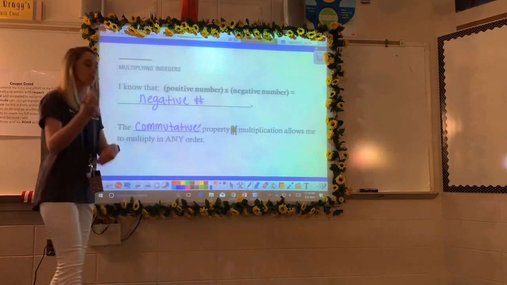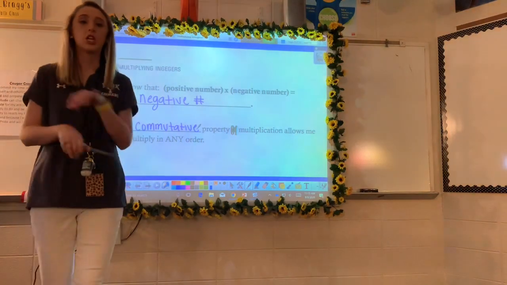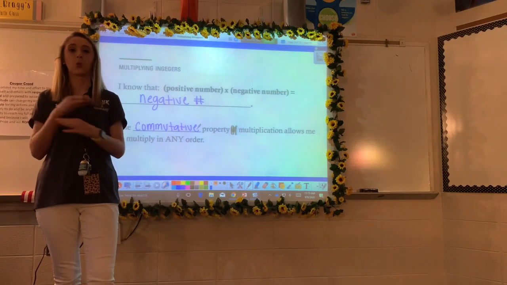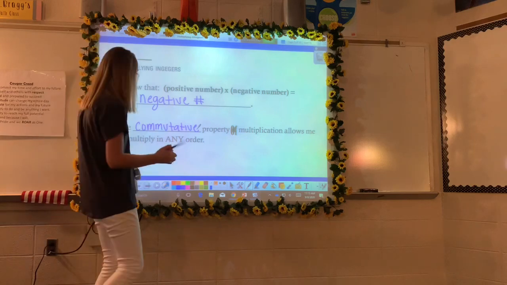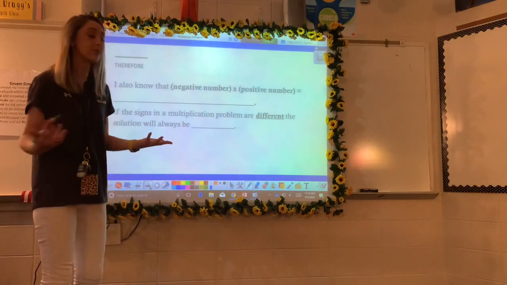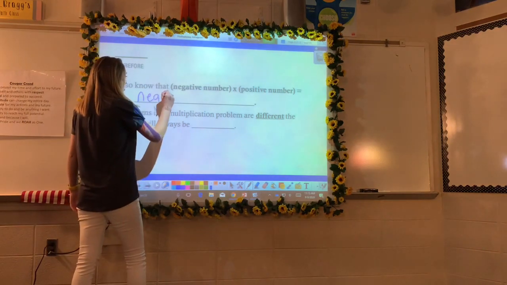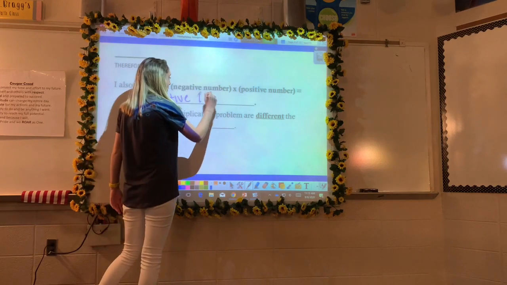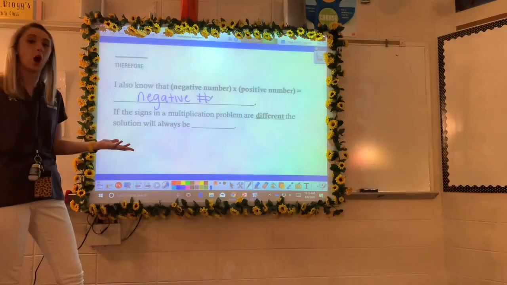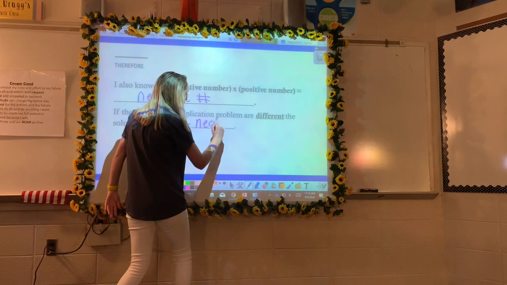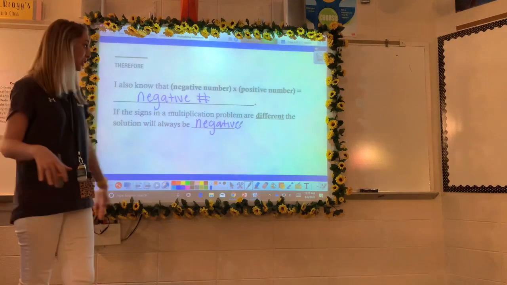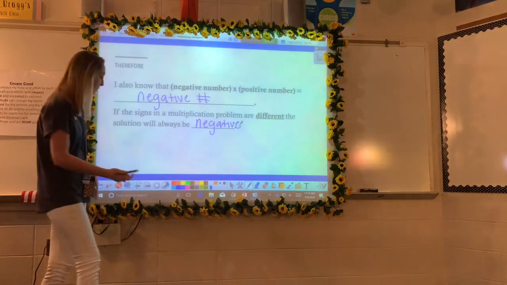Hopefully, hearing that, it kind of brings it back. Remember, there was a commutative property of multiplication, so you can multiply in any order. And there's also a commutative property of addition. So with addition and multiplication, it doesn't matter the order you do it in because you'll always get the same answer. Therefore, you also know that a negative number times a positive number will always give you a negative number. Order does not matter with multiplication. If the signs in a multiplication problem are different, the solution will always be negative. That's really important to remember. There's no exception. That's never going to change. That's just something we know from math.